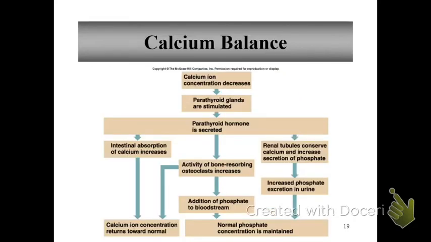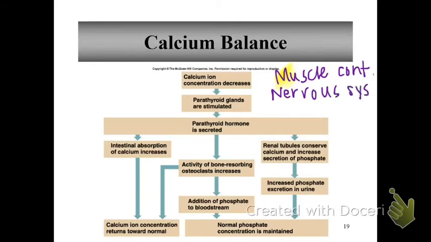Okay, so calcium has lots of functions, and you want to jot these down. The 4 functions of calcium are muscle contraction, nervous system. If you remember from 201, it helps the signal jump the synapse. Bone development, we all knew that one. That's why you got to drink milk when you're young. And the last one, it helps with blood clotting.